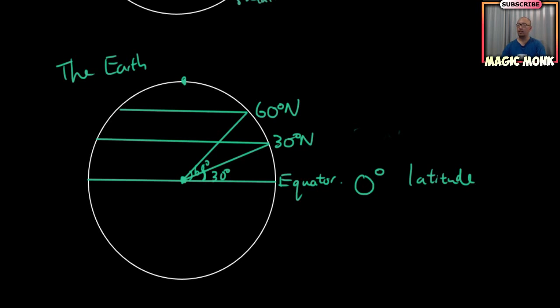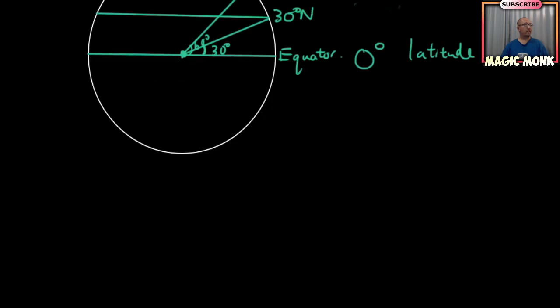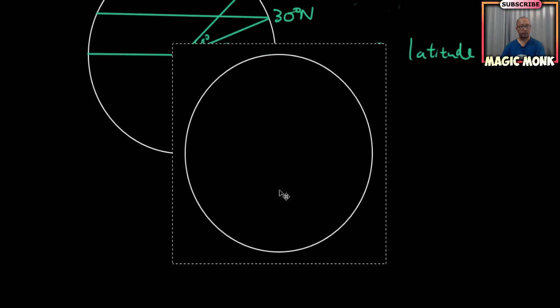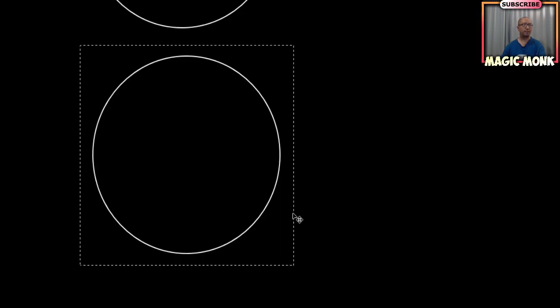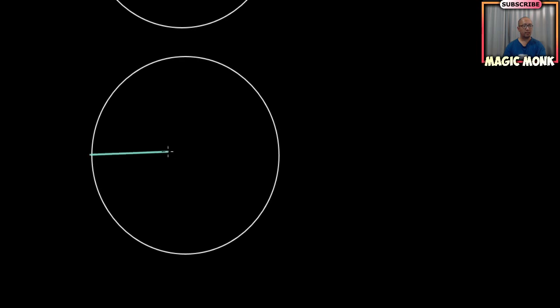Let's talk about longitude. So if I draw another circle, it represents the Earth again, but this time, instead of dividing up the Earth at the middle, I'm going to go to where it was 90 degrees before, and let's say this is the North Pole and this is the South Pole, and I'm going to divide up the circle vertically.